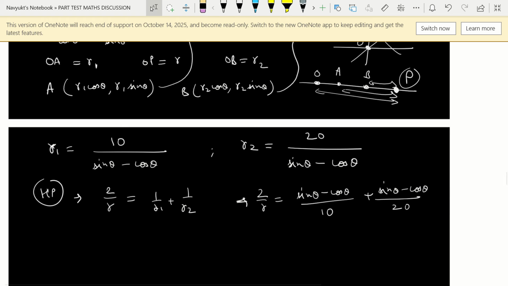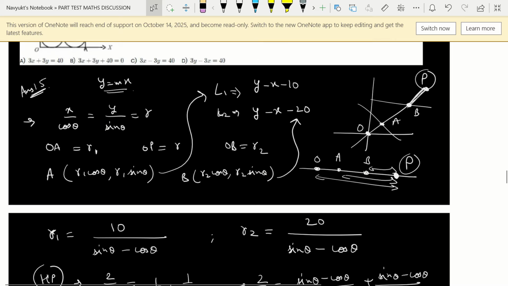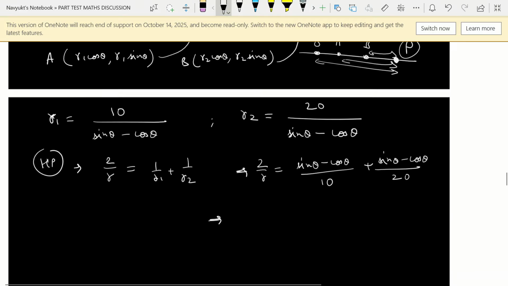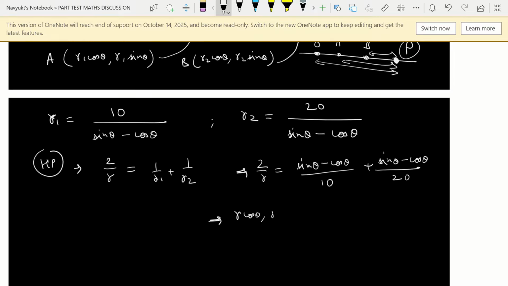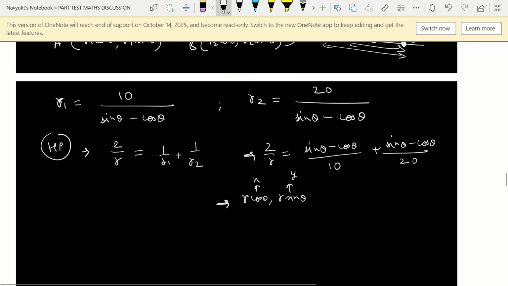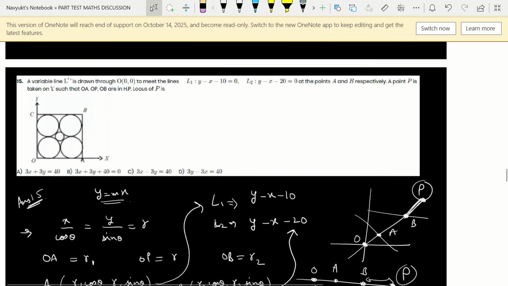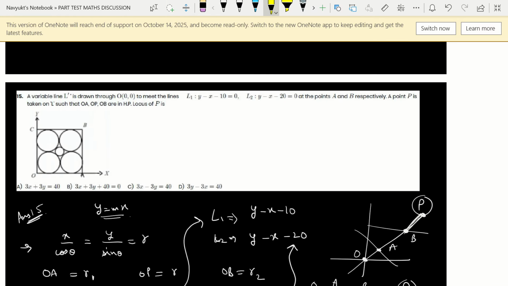Finally, what we will do, we will put this with respect to this line and we will get the locus, because the point was r cos theta comma r sin theta. This is only x, this is only y for that line, right? So we'll replace it there. So what equation would we get at the end? We will get something like 3y minus 3x equals 40, which corresponds to option number C. Correct?